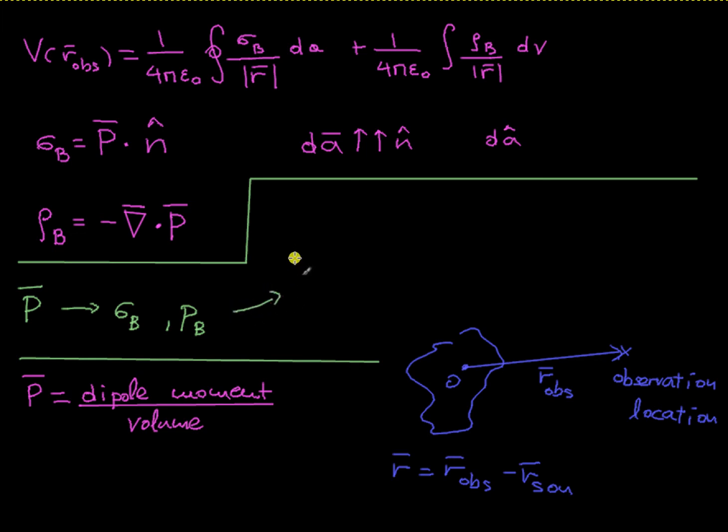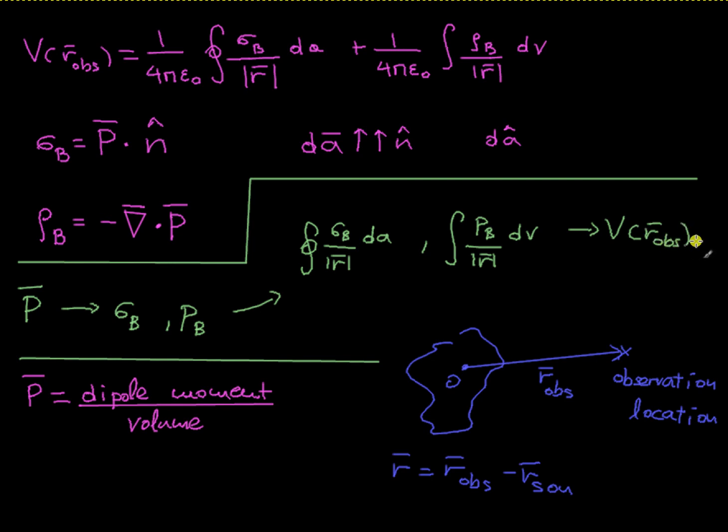your next step will be to do the surface integral. So let's do sigma b over r dA, and also you will need to calculate the other integral, rho b over r dV. And then when you have those two, you can add them together to find the potential at the observation location. This is the process that you will use in these problems.